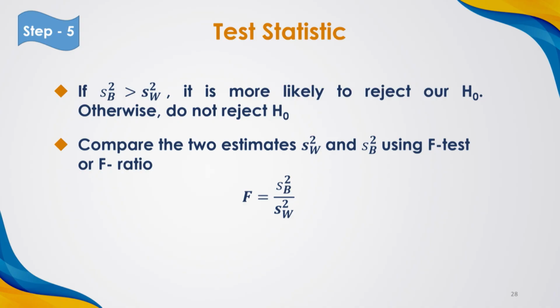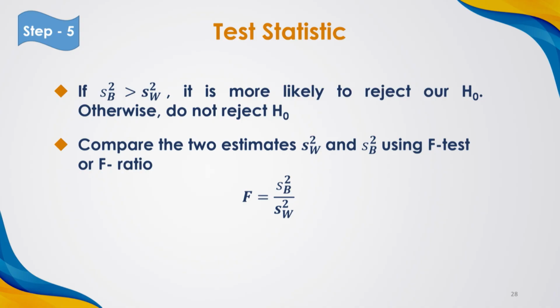Basically, when the estimate of between group variance is more than the estimate of within group variance, then it is more likely that we reject our null hypothesis. Otherwise, you do not reject the null hypothesis. But how large must it be to reject the null hypothesis? How large is your between sum of squares compared to the within sum of squares? Everyone would come to a subjective conclusion.